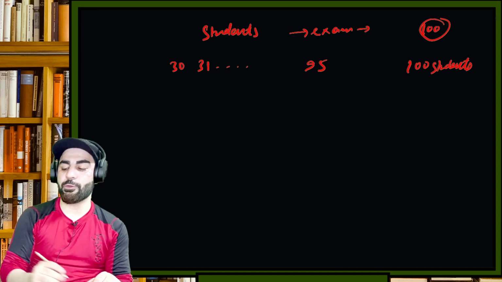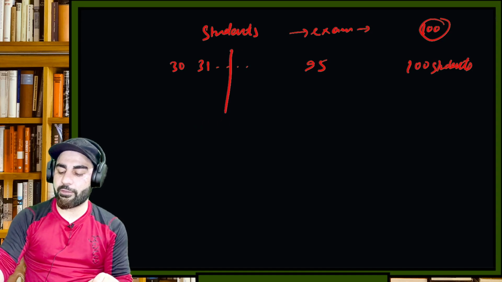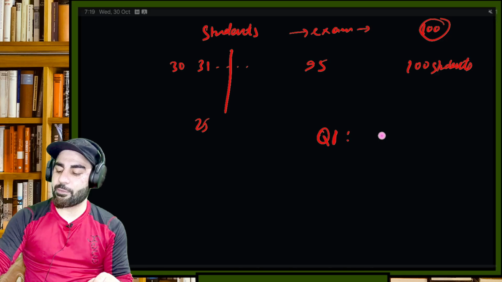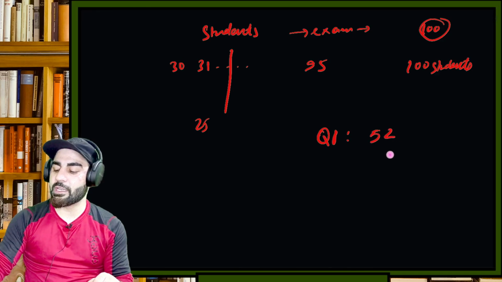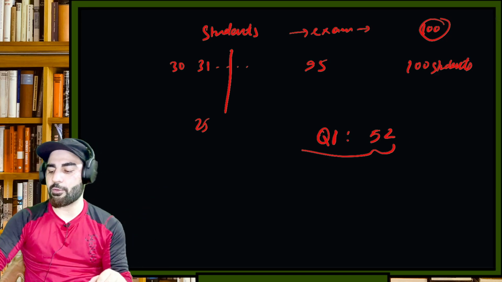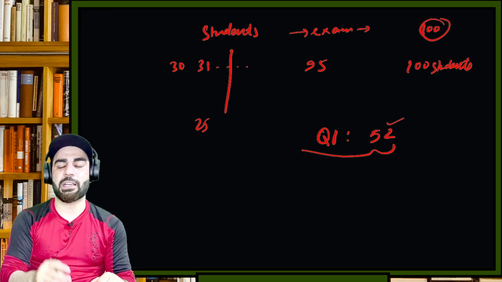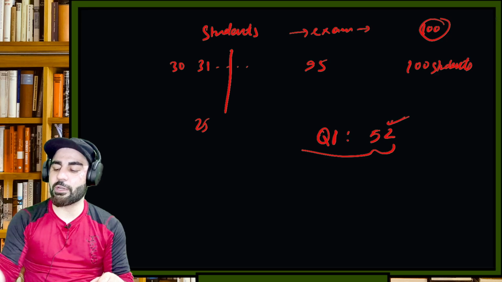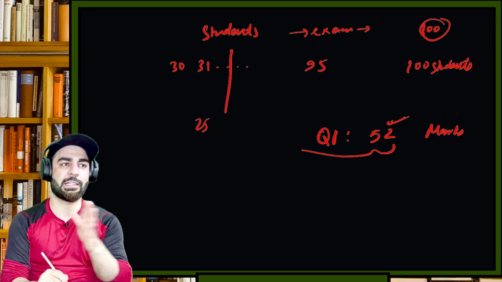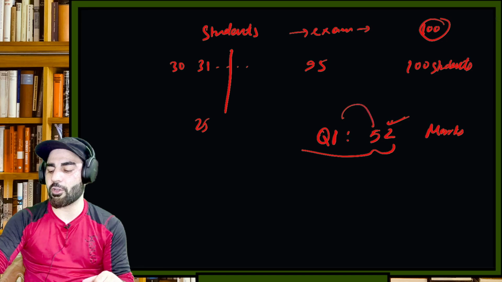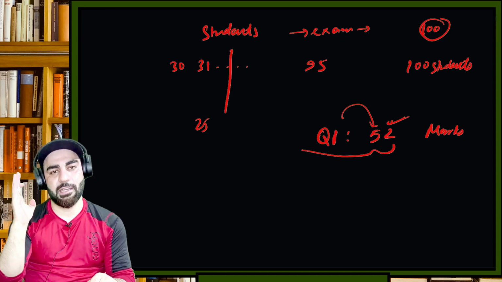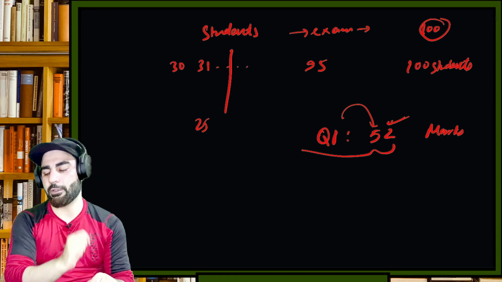If you take the first 25 students, that's quartile 1. Let's suppose quartile 1 is 52. This means 52 marks is quartile 1, that is, 25% of the students have got up to 52. The first quartile contains all the students who have got less than or equal to 52 marks. That's Q1, which will be given a number. Quartile 1 has 25% of the students who have got marks less than or equal to 52.